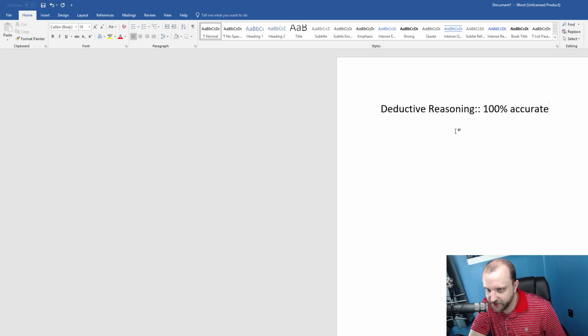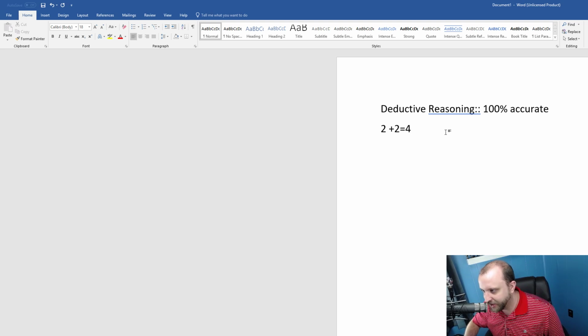So the question is, what is deductive reasoning? What kind of forms does it take? Usually with deductive reasoning, it takes the form of math sometimes. This is about the extent of my math knowledge as an English teacher. If we say 2 plus 2 equals 4, that statement is an argument.